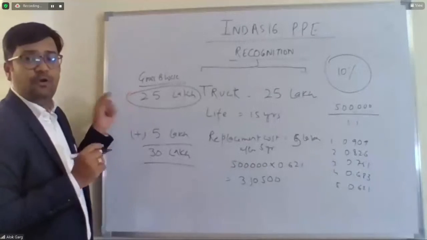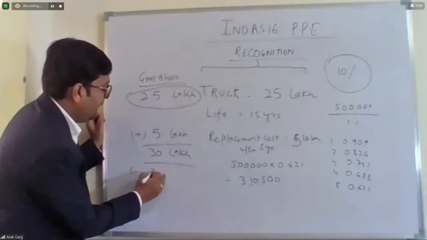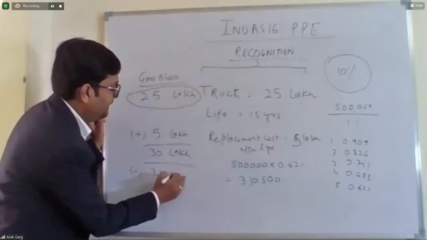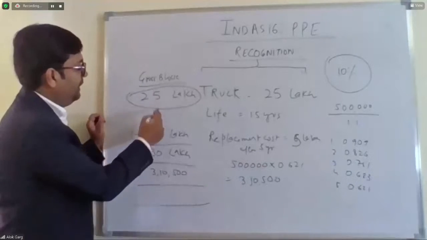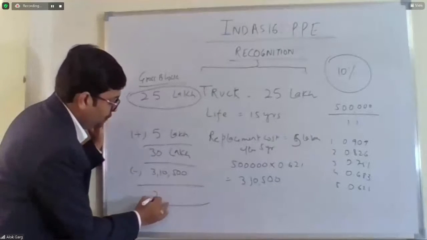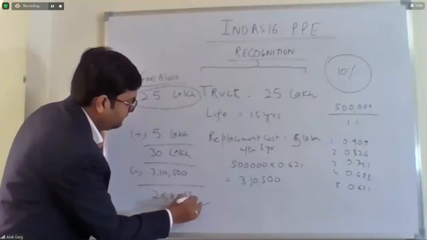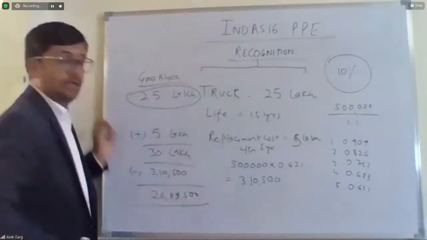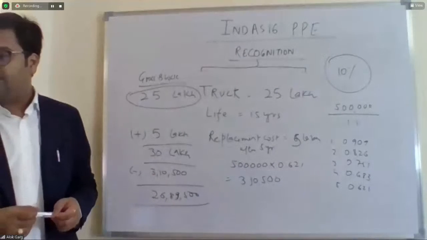So in the gross block, we have to add 5 lakh minus 3,10,500. So what is the value of the gross block? 25 plus 5, 30. 30 minus 3, 27. So 26,89,500. Guys, is it okay now?